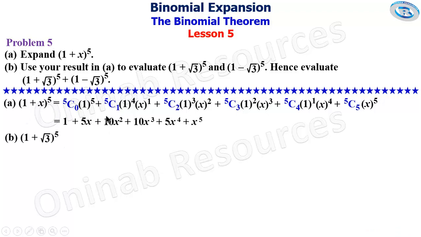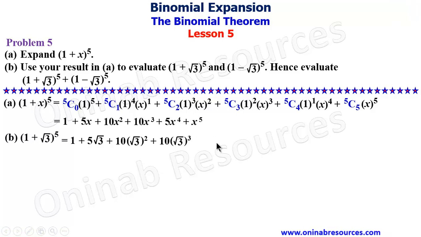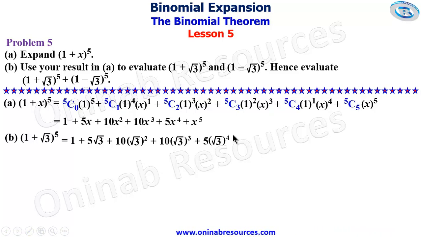From our result, according to the question, in a, wherever we see x, we put root 3. So we have it as 1 plus 5 root 3 plus 10 root 3 squared plus 10 root 3 cubed plus 5 root 3 raised to the power 4 and finally plus root 3 raised to the power 5. We then go ahead to simplify.